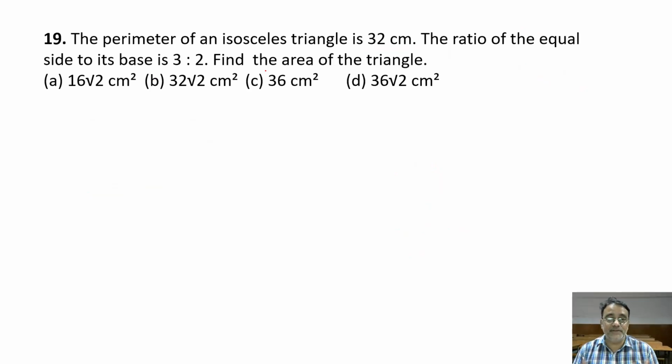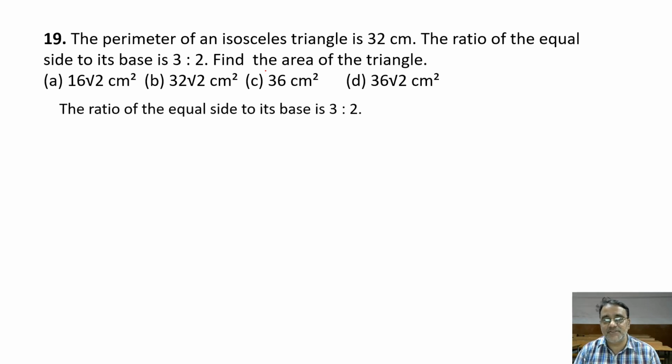The perimeter of an isosceles triangle is 32 centimeter. The ratio of the equal sides to its base is 3:2. Find the area of the triangle. So the ratio of the equal sides to its base is given 3:2. So 3 जो है वो equal sides के में है और ये base में. So if we include one more side, we can write 3:2. This is clear? Yes. Because these two are equal.